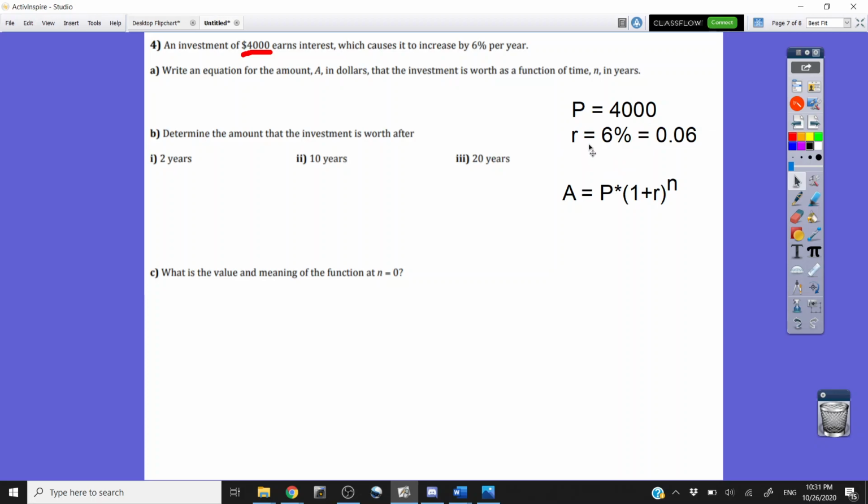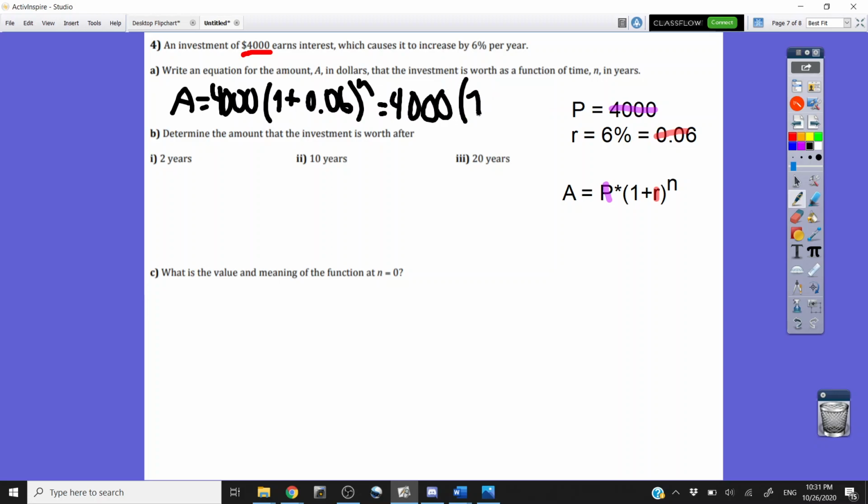We know P is 4,000, we know our rate is 6%, which will go in here. I guess I could color code these things. 4,000 goes in here, 6% goes in here. So our equation then would be A equals 4,000 times 1 plus 6% is 0.06 to the n power. We could simplify that. That's the same as 4,000 times 1.06 to the n power.